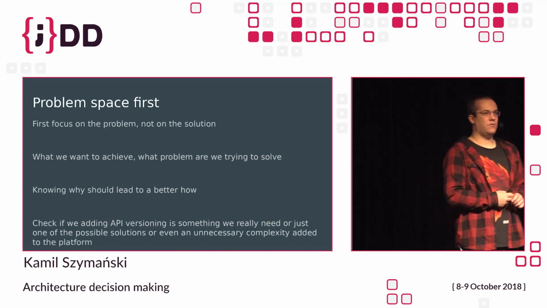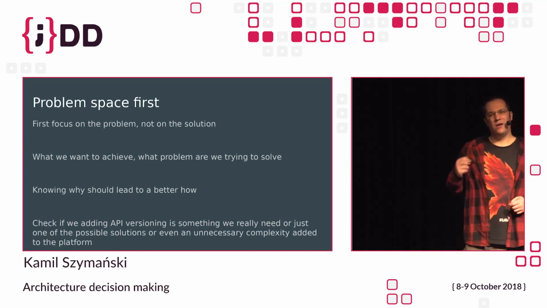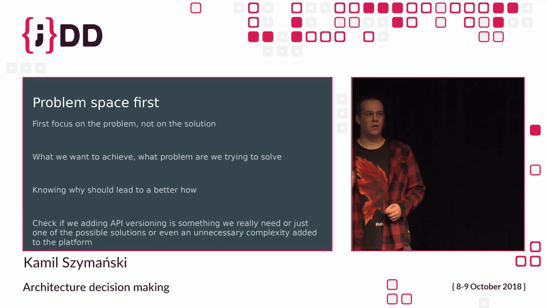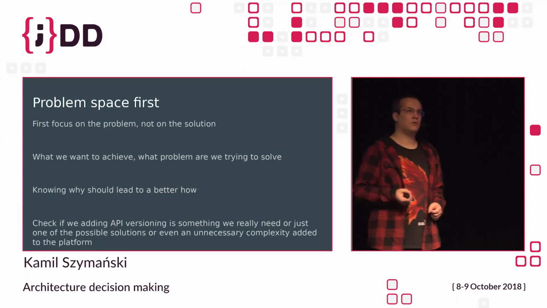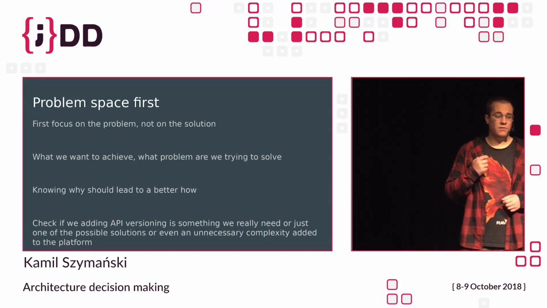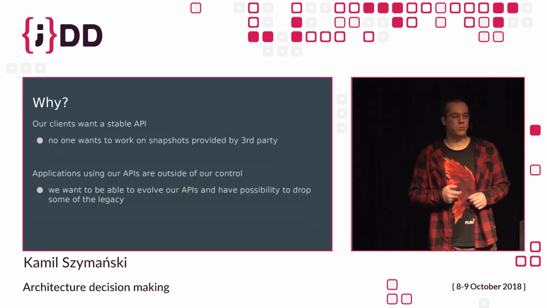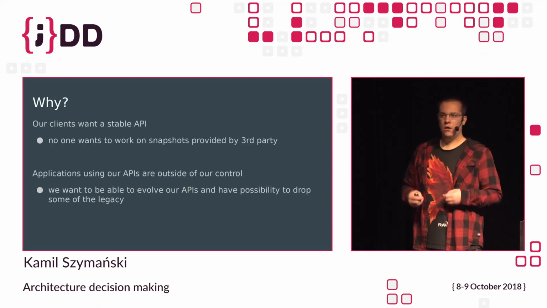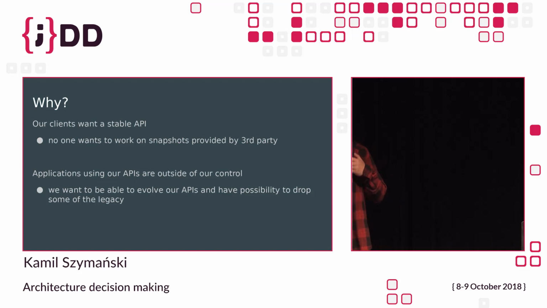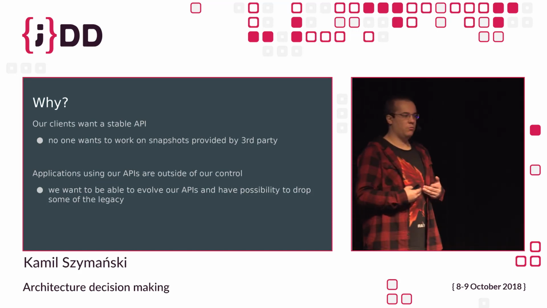Probably not the solution for API versioning, but a lot of times there are things that are important, but they happen so rarely that it's easier to do that manually instead of doing that in our software. So the first and most important question that we should ask is why? Why are we adding this complexity to our software? What problem are we trying to solve?